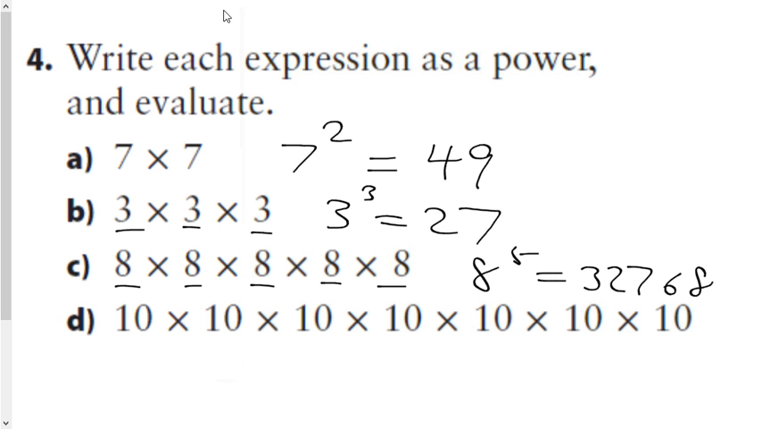And finally, the last question is 10 multiplied by itself 1, 2, 3, 4, 5, 6, 7 times, so 10 to the 7. And the nice thing about base 10 numbers is if you have a base 10 to an exponent, simply put down your 1, and whatever the exponent is, you add that many zeros.